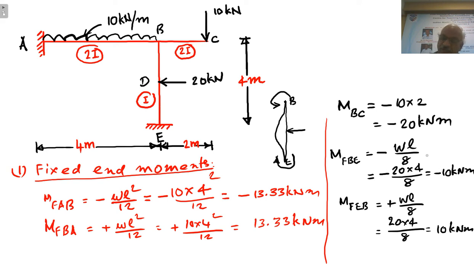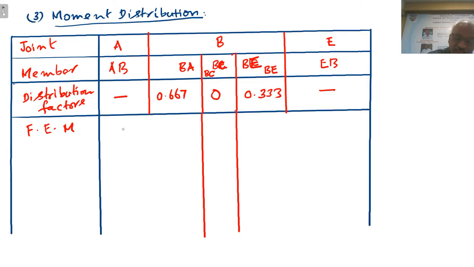Then for the member BC it is minus 20, that value is fixed. For the member BE it is minus 10 and plus 10. So this I am going to rewrite here. So this is minus 13.33, this is plus 13.33, AB and BA. For BC it is minus 20, this value is fixed. So this value is minus 10.00 and this value is 10.00. These are the fixed end moments.